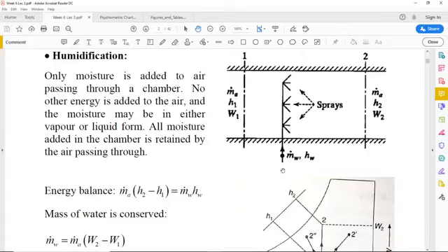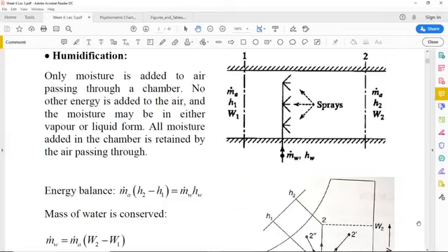of air which is entering a duct, and the process is carried out by spraying water, either in the form of a liquid or steam, into the air stream. It is assumed that all the water that is sprayed into the air stream is retained by the air as it leaves the duct, and the duct or the chamber in which the humidification process is carried out is perfectly insulated, so there is no energy exchange with the surroundings.